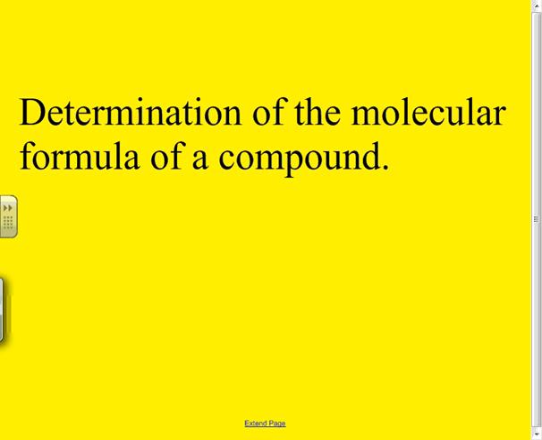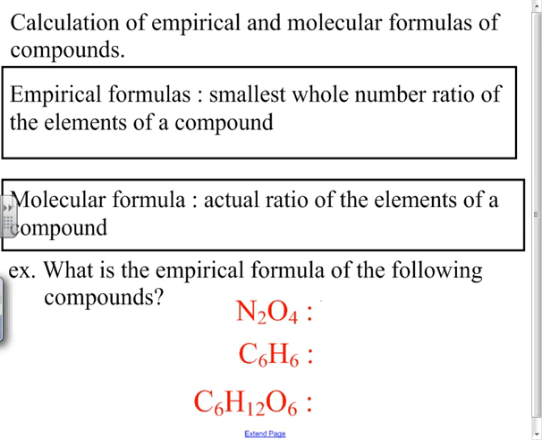In this lesson, we're going to learn how to determine the molecular formula of a compound. First, a reminder of the definition of an empirical formula. An empirical formula is the smallest whole number ratio of the elements of a compound. A molecular formula, on the other hand, is the actual ratio of the elements of a compound. To remind you, the empirical formula of N2O4 would be NO2.